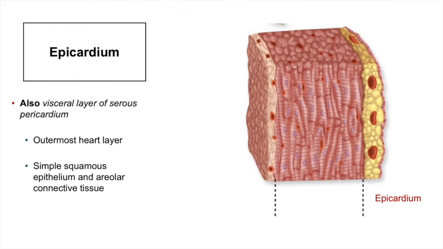The most external layer of the heart wall is the epicardium. We've talked about the epicardium before because it is also the visceral layer of the serous pericardium, the layer that is adhering directly to the surface of the heart. So this also makes up the outermost layer of the heart wall. And we said that it is made up of simple squamous epithelium and it's able to secrete serous fluids.